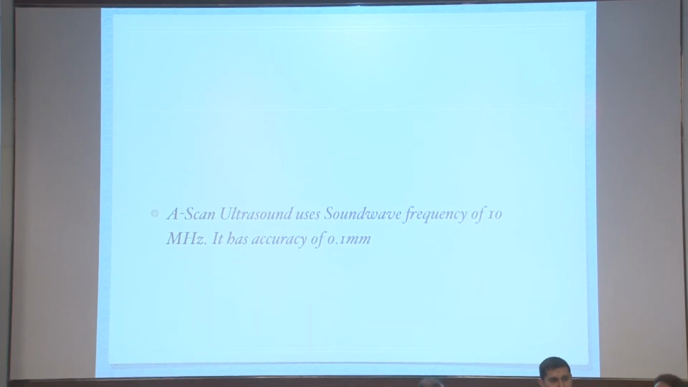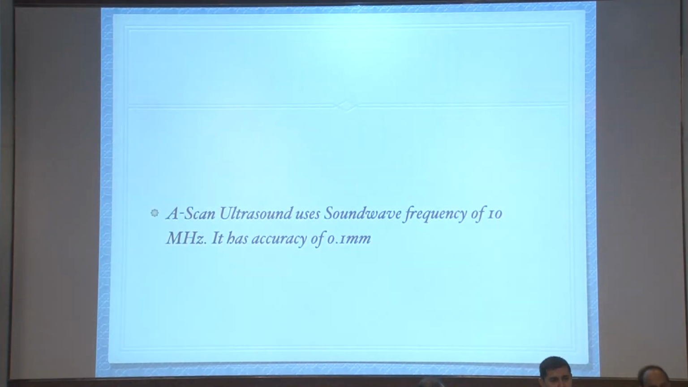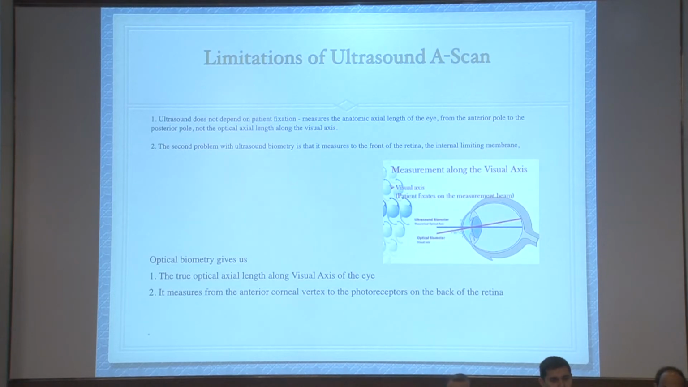So the A-scan ultrasound uses a sound wave frequency of 10 megahertz and has an accuracy of only 0.1 millimeter. The biggest limitation of ultrasound A-scan is that it does not depend on patient fixation. It just measures the anatomic axial length of the eye from the anterior pole to the posterior pole. And second, it measures from the internal limiting membrane.